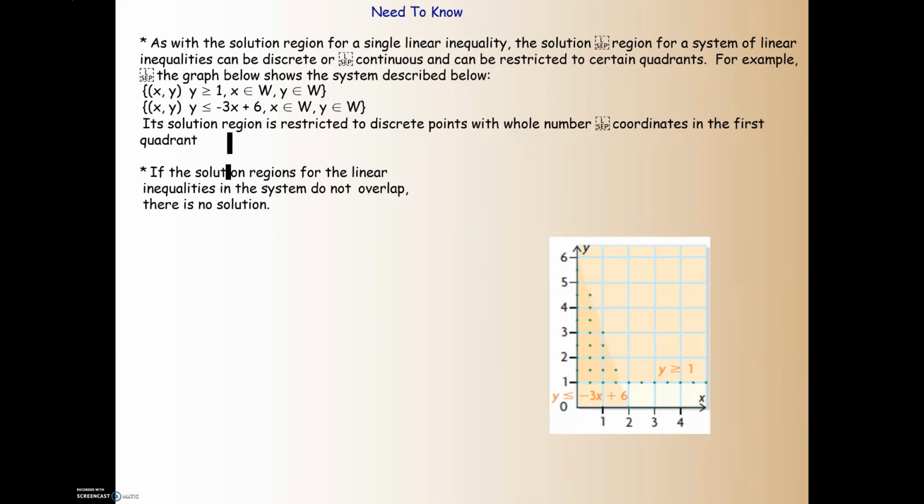As with the solution region for a single linear inequality, the solution region for a system of linear inequalities can be discrete or continuous and can be restricted to certain quadrants. So for example, the graph below shows a system described below. Notice that we are only in that first quadrant, and it's dotted because I'm dealing with whole numbers. See my system, it shows W for whole numbers. So this data is discrete. It's not continuous. It doesn't involve every single number that we can imagine. It's just those whole numbers. Just like in that other example, we only had integers, our positive and our negative whole numbers.